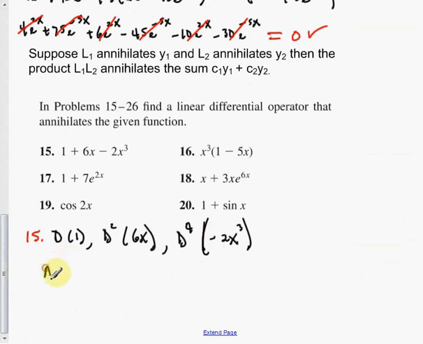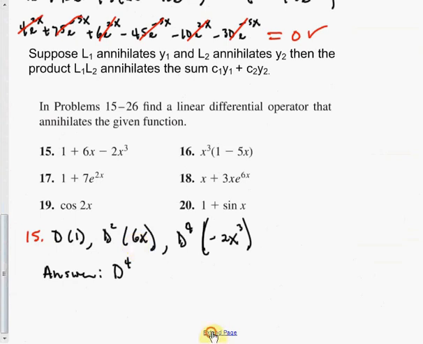So the answer, and I got a right answer here, is that the differential operator that will annihilate all three at the same time would be d to the fourth. See that? The fourth derivative will annihilate the constant 1. It will also annihilate the 6x, and it will also annihilate at the same time the negative 2 times x to the third power. So all you need there is just d to the fourth. It does everything.